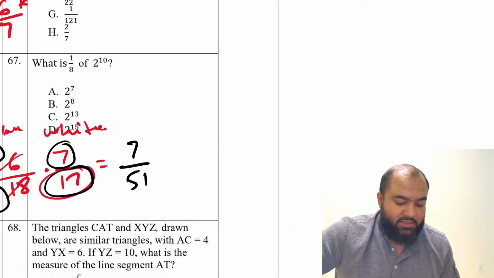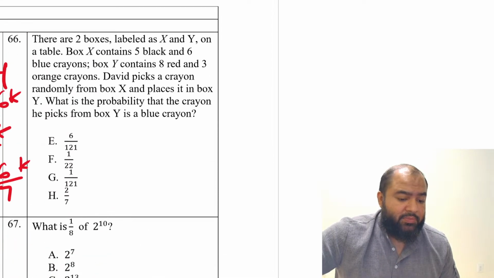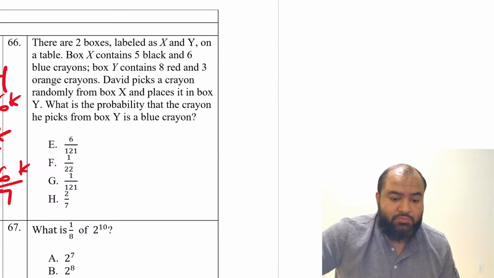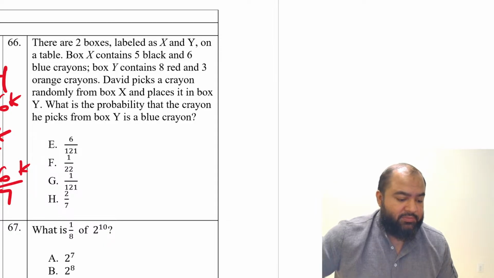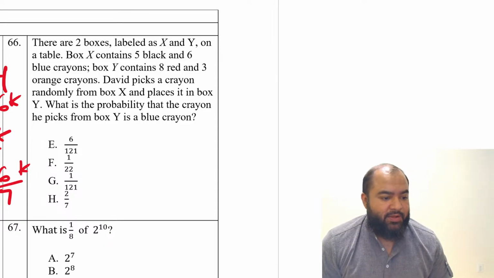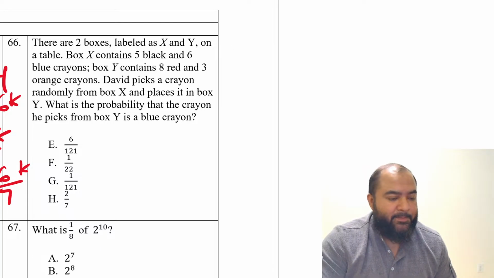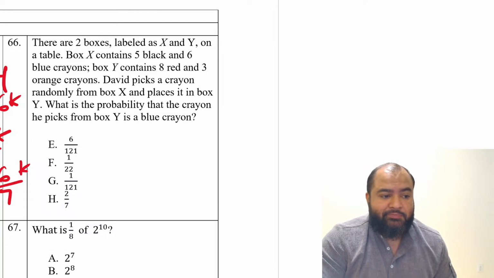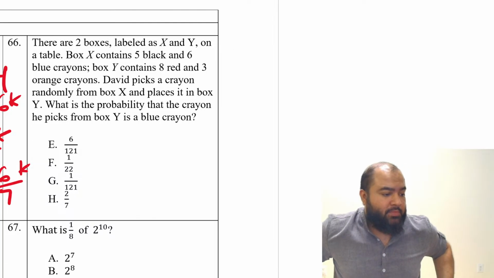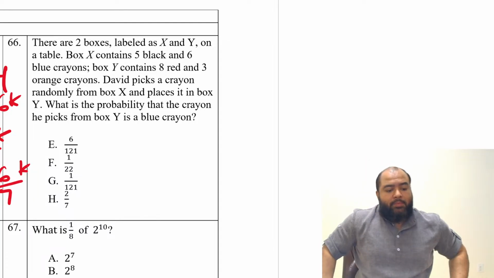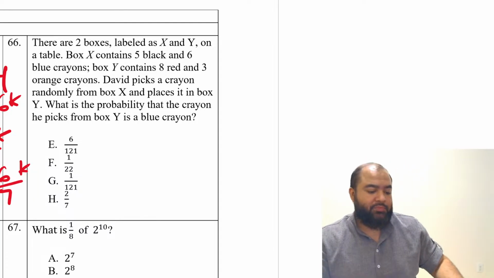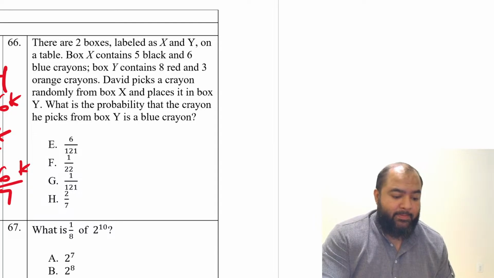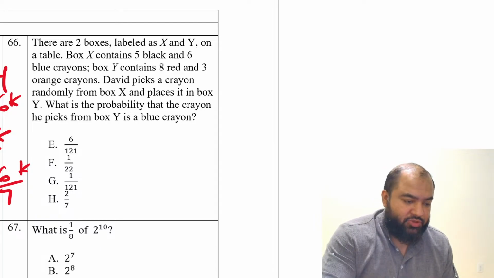Okay, number 66. Now, slowly, it's going to get a little bit more intense. Okay. Here. Try this one, 66. Good job, Tenzin. Very good. So I'm just going to read it together.